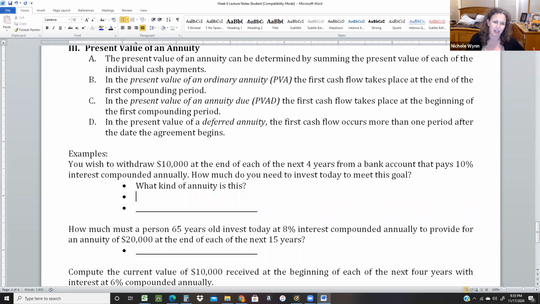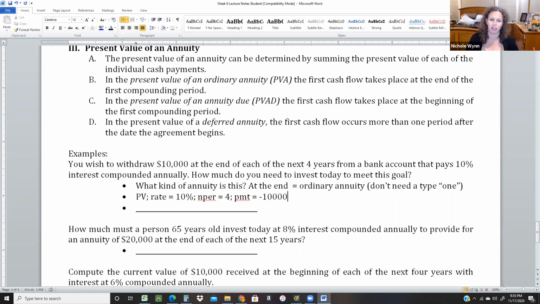So where this line is, let's just delete that and let's put some other information. So we're going to pull money out at the end. So this is an ordinary annuity. So we don't need a type 1. Okay. So what we're going to do is we want to know how much we need to invest today. So that's a present value. Okay. We're going to have an I, or a rate, equal to 10%, an N per equal to 4, and our payment will be negative $10,000. So let's go do that.